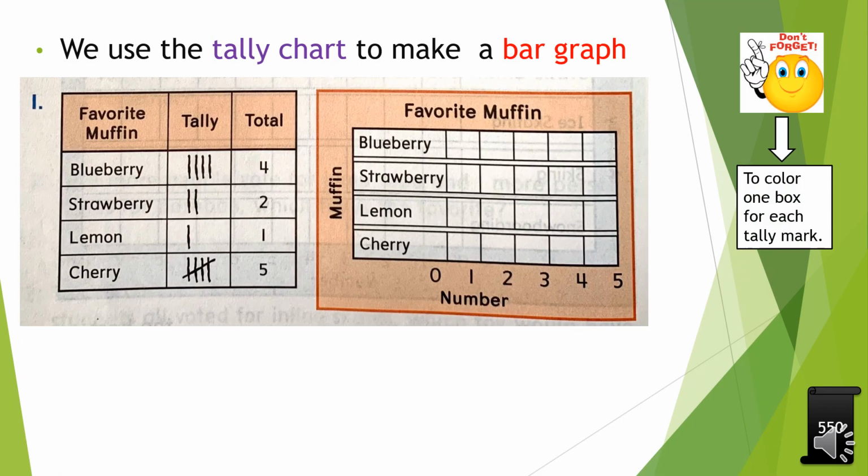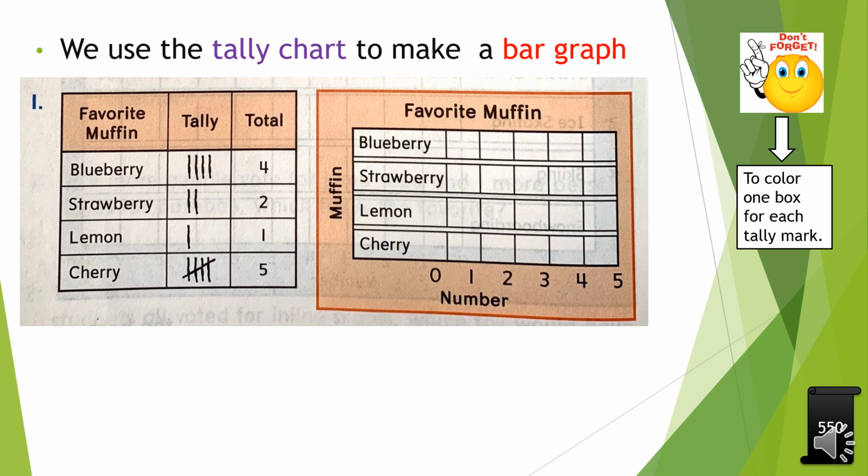Okay, let's do exercise number 1, page 550. Use the tally chart to make a bar graph. You have two pictures here of two charts. Can you please circle in your book which one is a tally chart? Yeah, how did you know? It's the one on the left side. How did you know that this is the tally chart? Because it uses tally marks to show data.